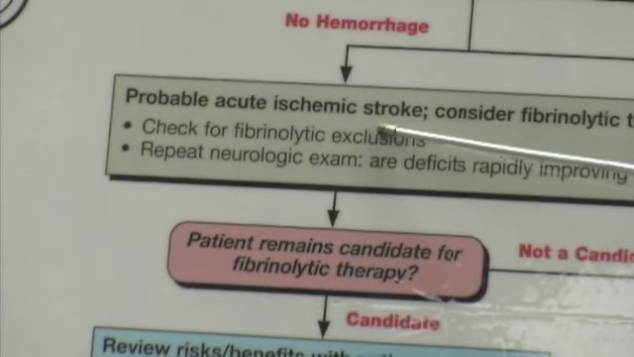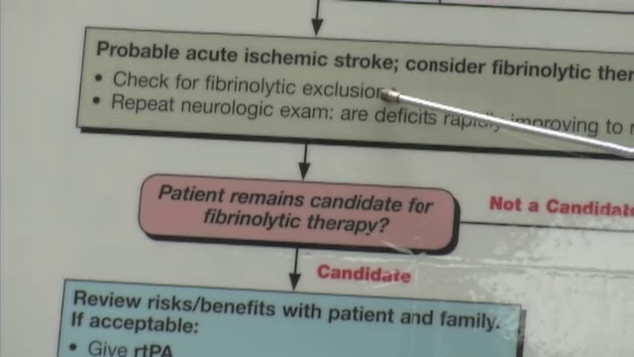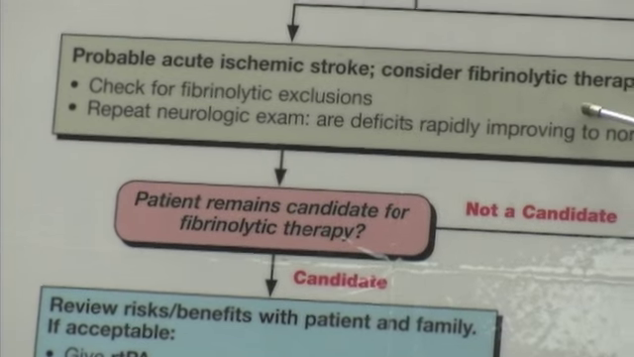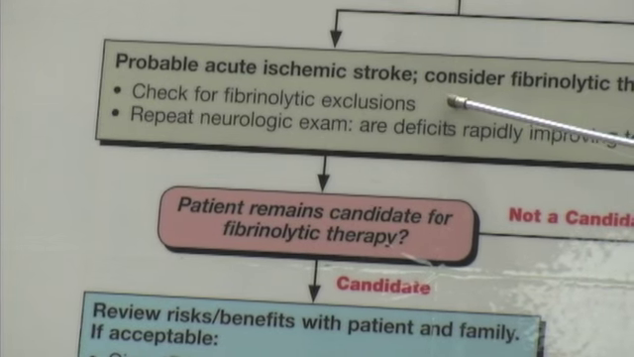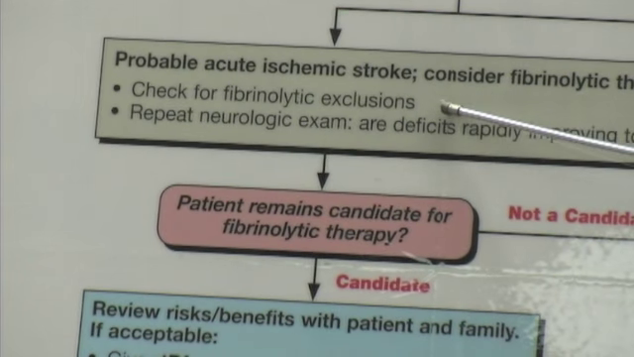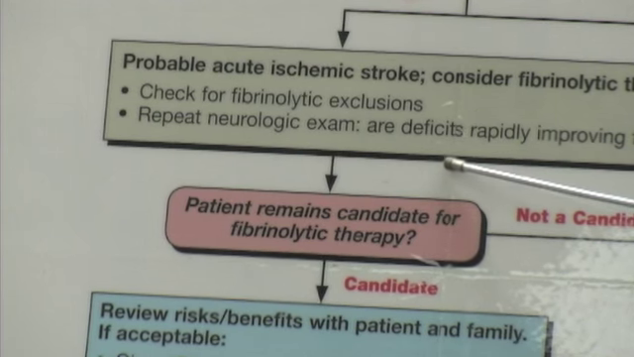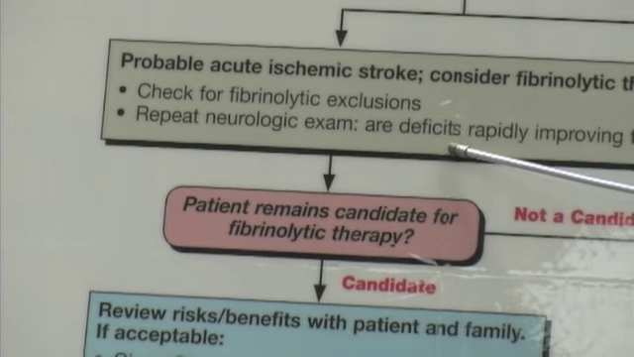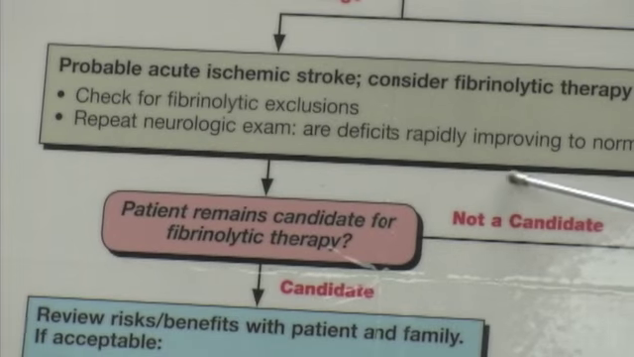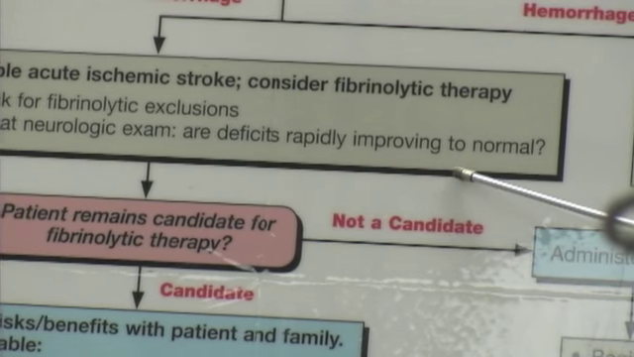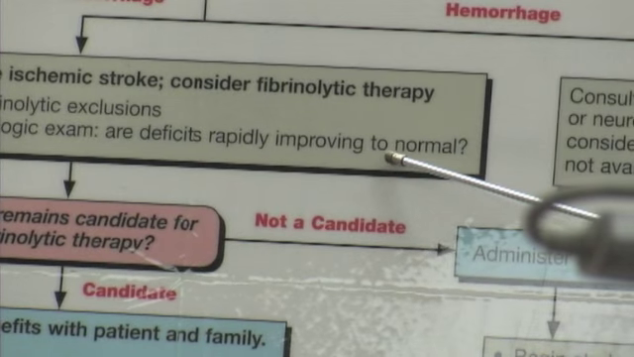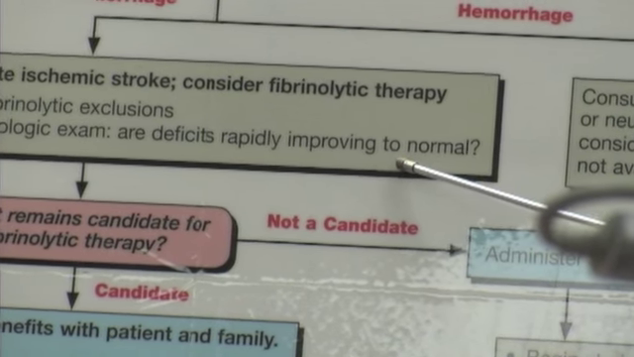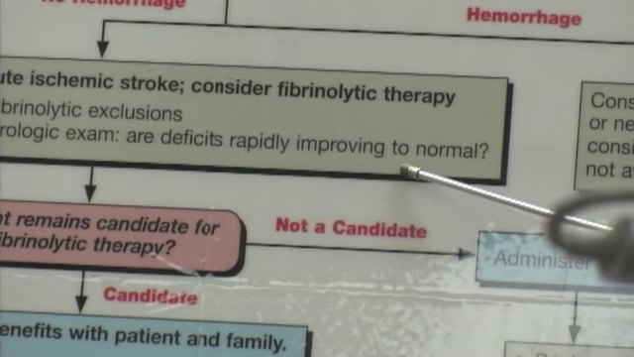If our CT scan does not show hemorrhage and is otherwise normal, then our patient has an acute ischemic stroke and we need to consider fibrinolytic therapy. So we need to go through our checklist, inclusion and exclusion criteria, and make sure our patient meets those, following our repeat neurologic exams. If our symptoms improve suddenly and go back to normal, then we would term this patient a TIA, or transient ischemic attack, and we would not give this patient fibrinolytic therapy.